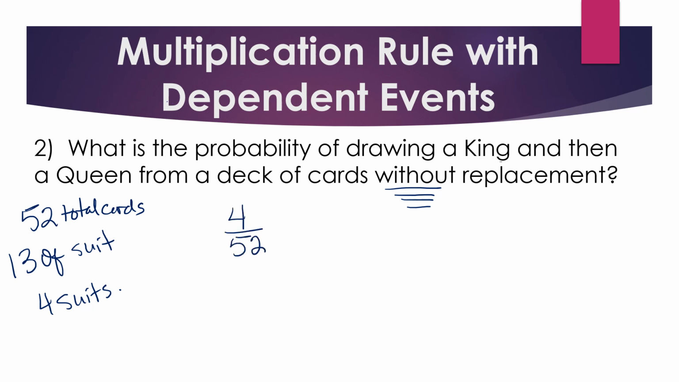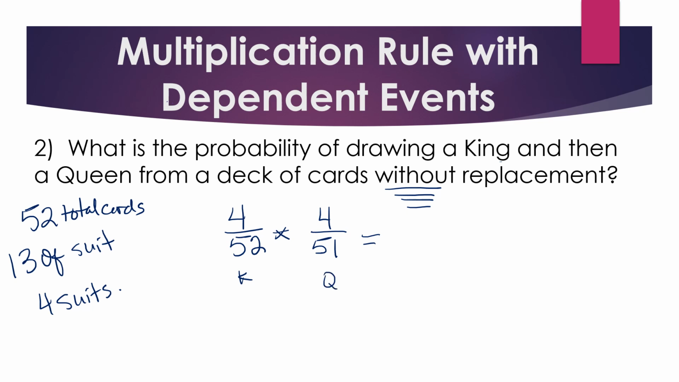Now, if I do not replace, then the probability of me selecting a queen now comes out of 51 total cards because I have not put that king back into the pile. I still have 4 queens though. And again, it's an and problem. It says choosing this and then something else. So we would then multiply those two probabilities together.